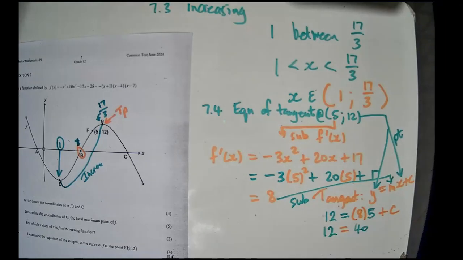8 times 5 is 40, right? Plus c. Take 40 to the other side, it will become minus 40. So minus 40 plus 12 will be equal to minus 28. Now you need to write it into the equation. So y is equal to the gradient, 8x minus 28. Okay, and now we have the equation of the tangent. Notice you had to find the gradient first and then substitute the point and the gradient into y is equal to mx plus c. That will always be the method.